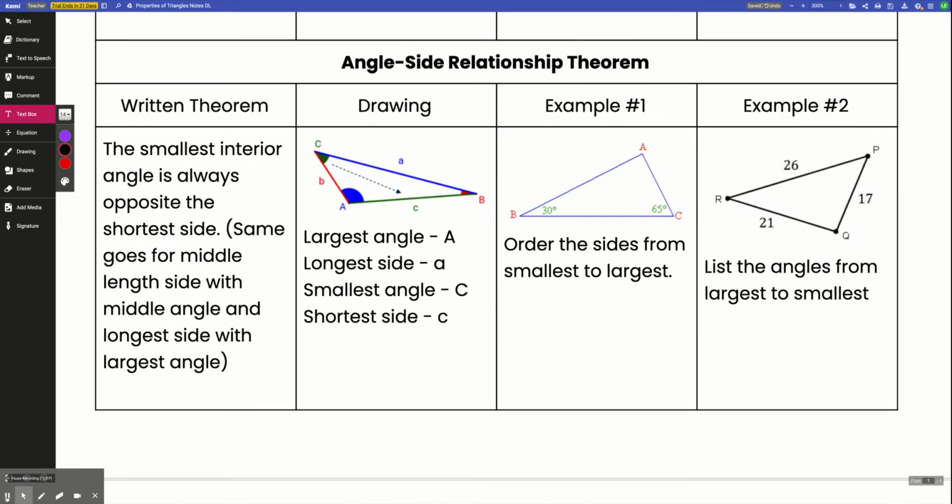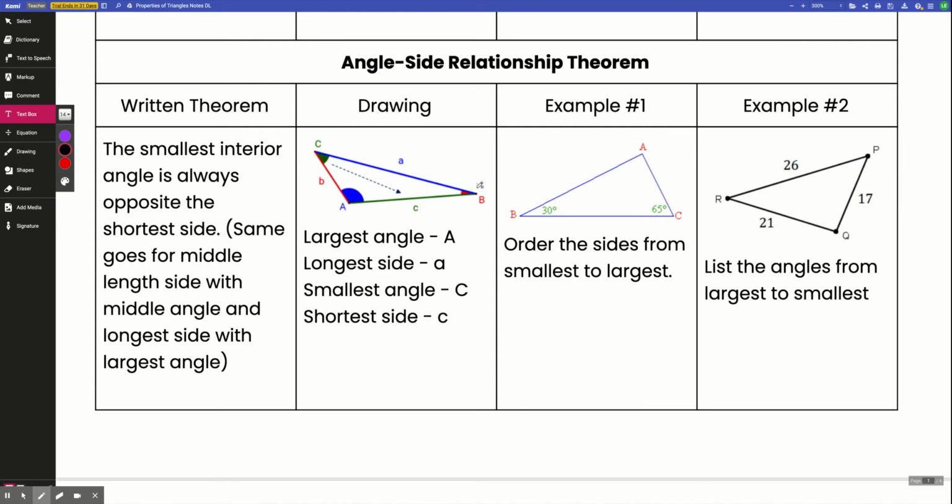All right, folks, so here is our second theorem. I don't remember if I mentioned this at the start of this video, but there are 5 big triangle rules, triangle theorems that we have to keep track of and remember. So this is the second one, which is called the angle-side relationship theorem. It has this long written explanation, but basically what it means is that the smallest angle in any triangle is always going to be opposite or across from the smallest side. Same thing for largest side.